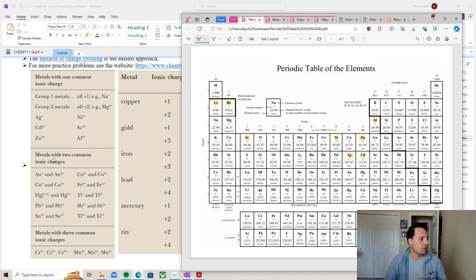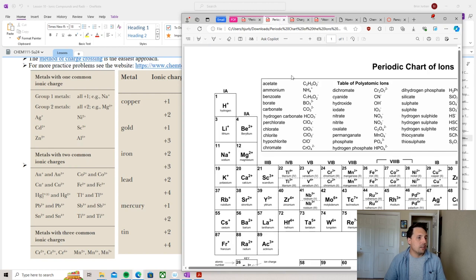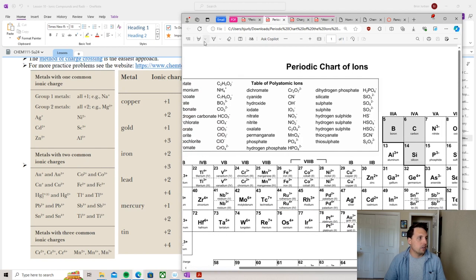Okay. Now, there are some metals that have 2 common ionic charges that are worth knowing, and these are the ones that are on the periodic chart of the ions. So if we go and look at this one, we can see gold, Au, has a +1 or a +3 charge. Copper is +1 or +2. Mercury is an interesting example that forms +1 or +2. However, when it forms a +1 ion, it forms a diatomic molecule. So it will be Hg2 2+. I'll give an example of this in a moment.